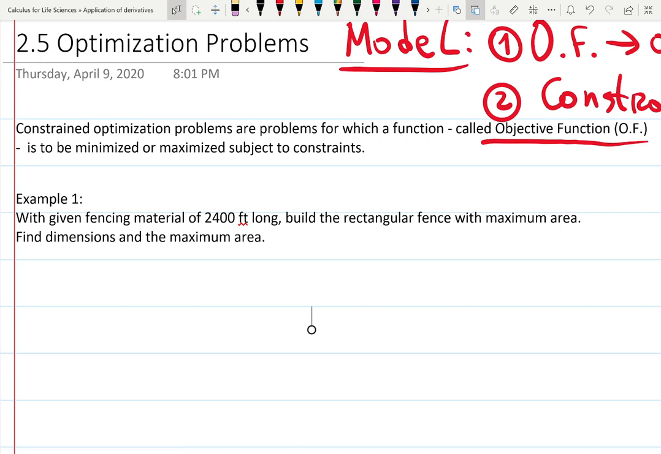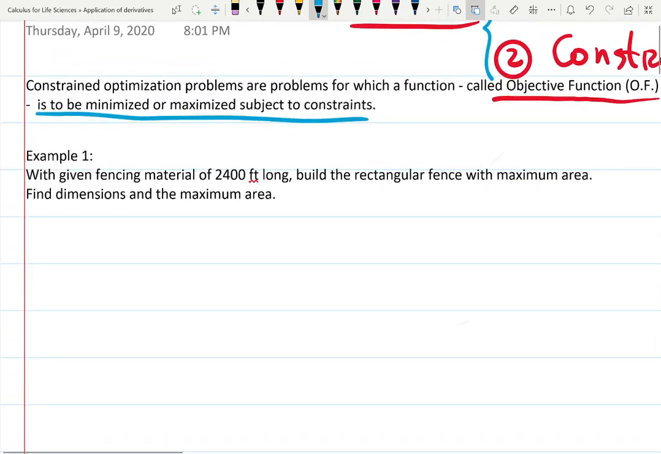Constraint optimization problems are problems for which a function called the objective function is to be minimized or maximized subject to constraints. So this will be a system of two things: the objective function and the constraints.